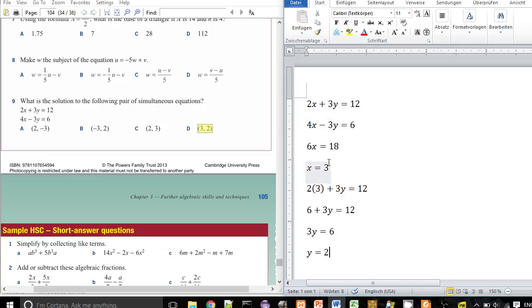And let's just double check it works. 3 and 2. Let's check it works on this one. 4 times 3 is 12. Take away 2 lots of 3 is 6. 12 minus 6 is 6. Okay, so it works. 3, 2 is the answer. Alright.